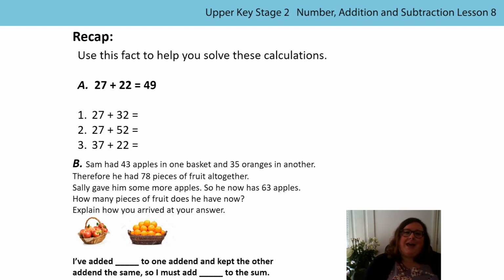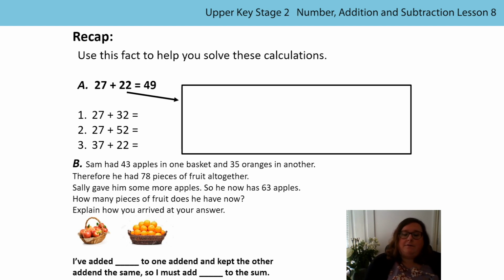Brilliant. Okay, so the practice questions I left you yesterday started off by using a known fact to help you solve some calculations. And that known fact was that 27 add 22 is equal to 49. So let's see how we can use that to help us solve these equations. Okay, so my first one is 27 add 32 is equal to something.